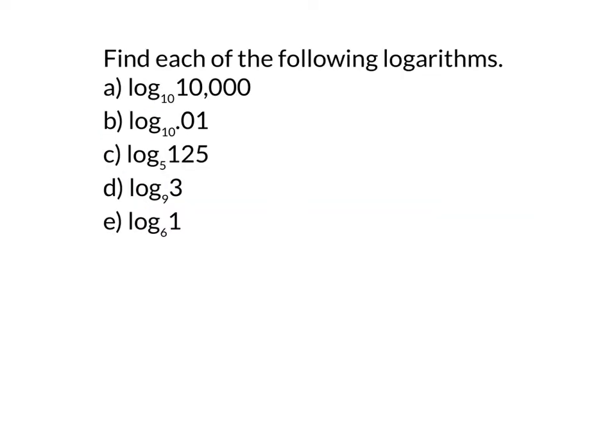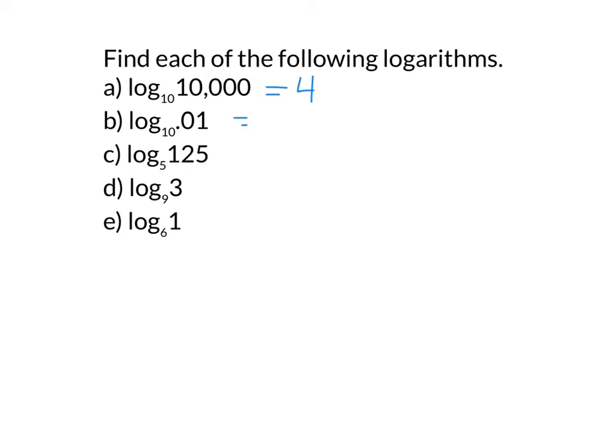Okay, it says find each of the following logarithms. So the first one is basically saying, because the base is 10, 10 to what power is 10,000? And because 10,000 has 4 zeros, it would be 4. So the answer to a log is an exponent. A log is the inverse of an exponential equation, so the answer is the exponent.